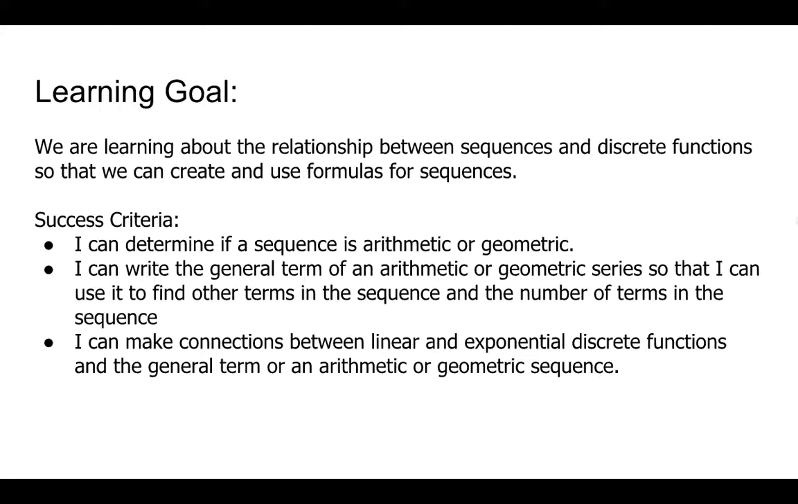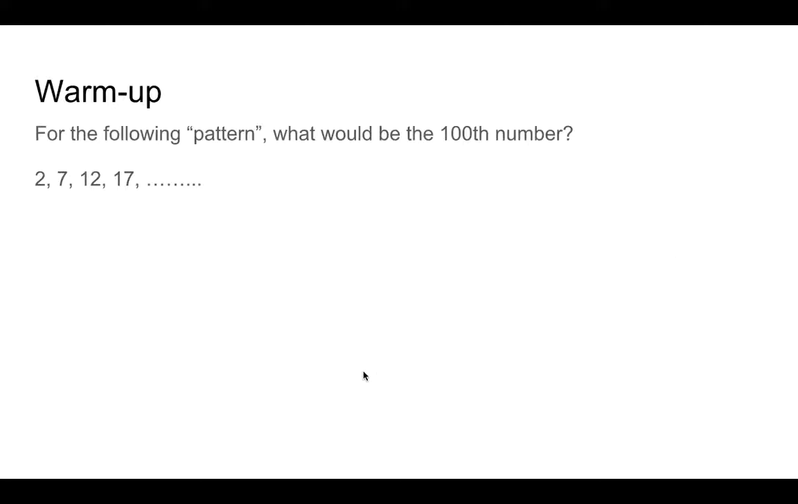Success criteria are: I can determine if a sequence is arithmetic or geometric. I can write the general term so that I can use it to find other terms in the sequence. So really that's just like using the formula. The general term is a fancy word that we use to say any term in general, but really the formula. And then I can make connections between linear and exponential, and the arithmetic and geometric.